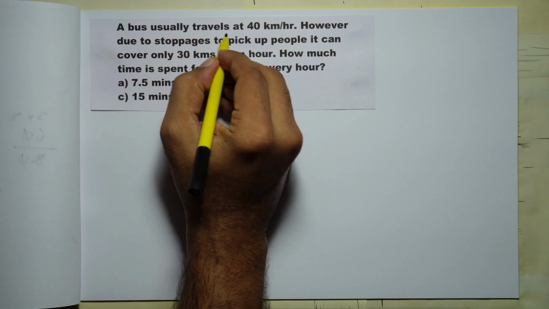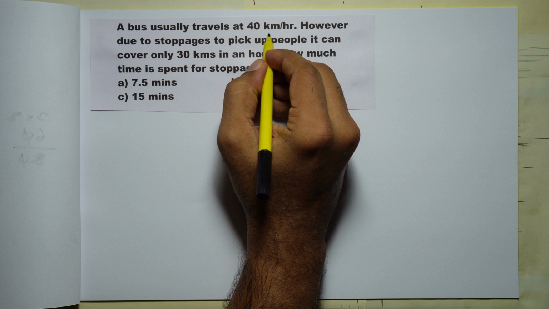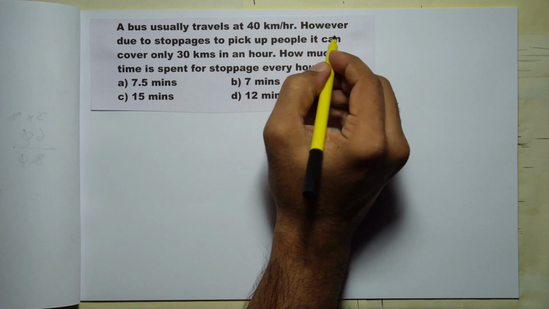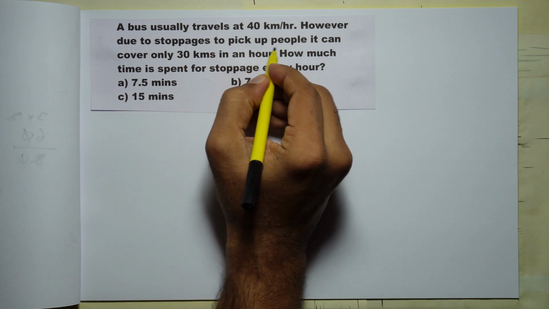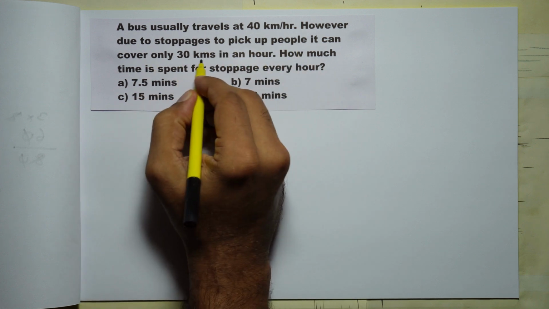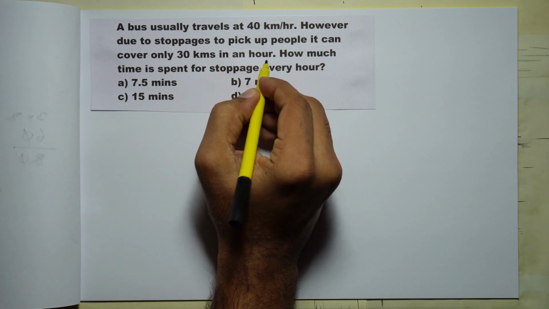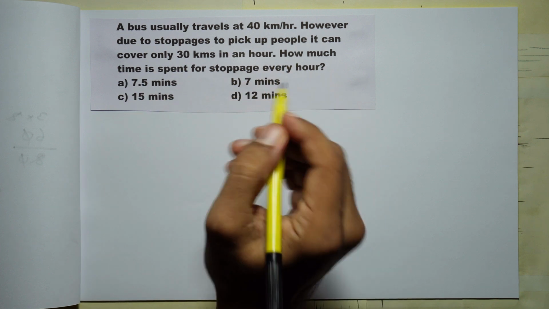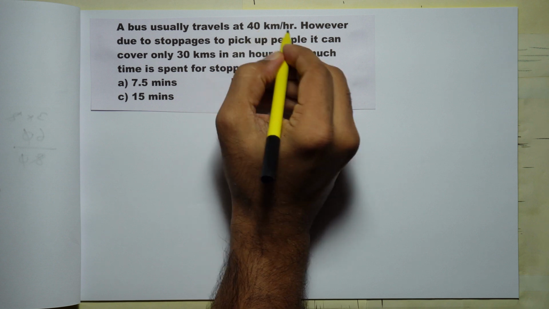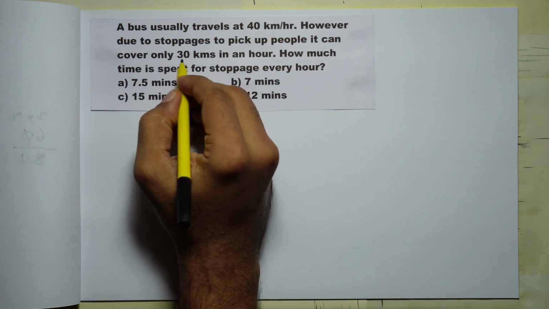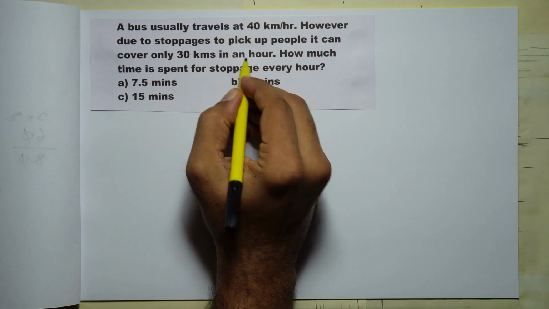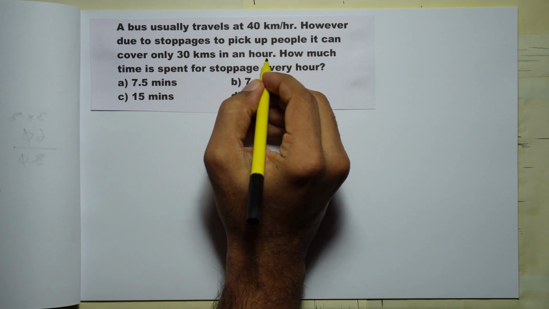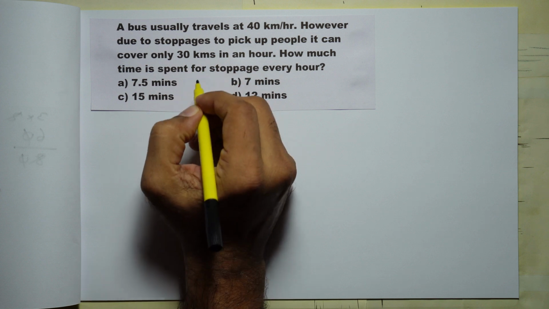A bus usually travels at 40 kilometers per hour. So speed of the bus is 40 kilometers per hour. However, due to stoppages to pick up people, it can cover only 30 kilometers in an hour. How much time is spent for stoppage every hour? So although it can travel at 40 kilometers per hour, it actually does only 30 kilometers in 1 hour. So first we'll find out the actual time it requires to do this 30 kilometers.